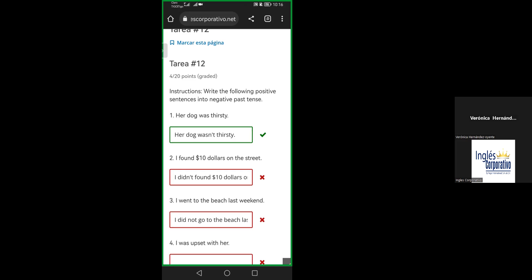Recuerden que el auxiliar does lo utilizamos con tercera persona y el auxiliar do lo voy a utilizar con I, you, we, they. Lo que quiero que identifique es que va a utilizar un auxiliar con otros verbos. She doesn't like pizza. A ella no le gusta la pizza. She likes pizza. She doesn't like pizza. Ahora una pregunta, verbo auxiliar: does she like pizza? ¿Le gusta la pizza?